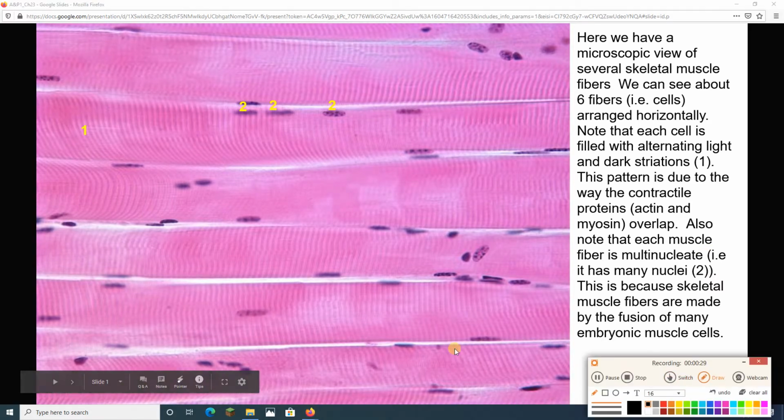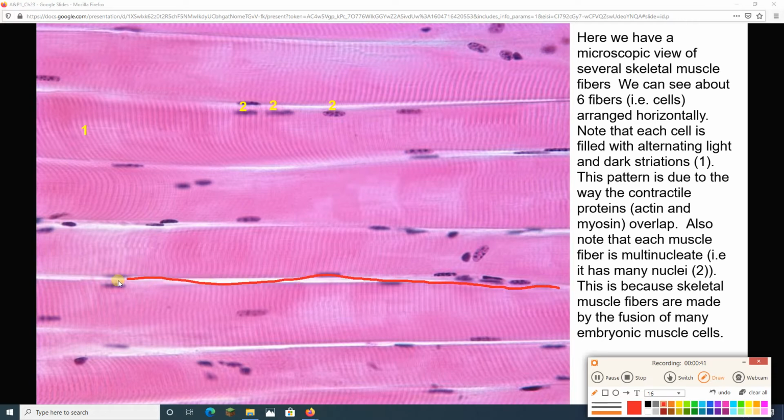And there's actually a bunch of different skeletal muscle cells here. So let's take a look at some of these skeletal muscle cells. This is one skeletal muscle cell right here. Okay, this is one skeletal muscle cell. All right, that's one. And it's extending this way, it's extending that way. It's really long, so it doesn't even fit on the slide. So this is one skeletal muscle cell.